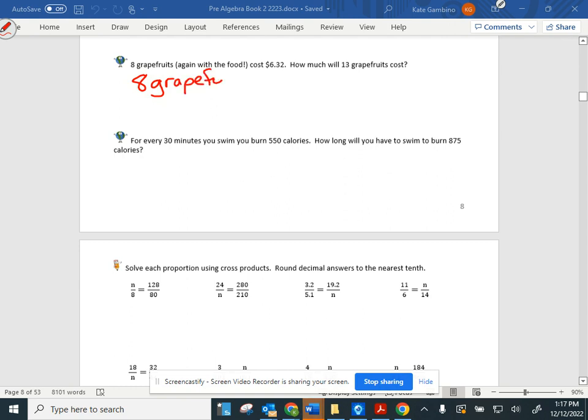So I'm going to say 8 grapefruits over $6.32. And then equals what? Oh, sorry. Keep going, Audrey. 13 grapefruits over N money. We want to know how much that cost is. So how do I set up my equation? Kate.